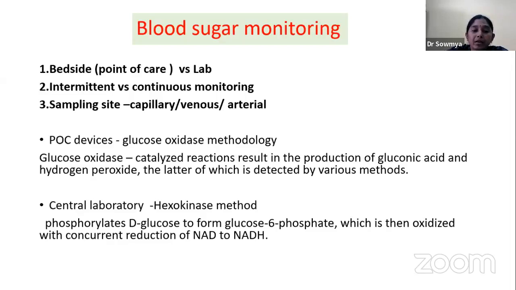In the central laboratory technique, the hexokinase enzyme is used. So what does it do? Hexokinase enzyme phosphorylates D-glucose to form glucose 6-phosphate, which then is oxidized with concurrent reduction of NAD to NADH. This reduction is detected at the lab level.